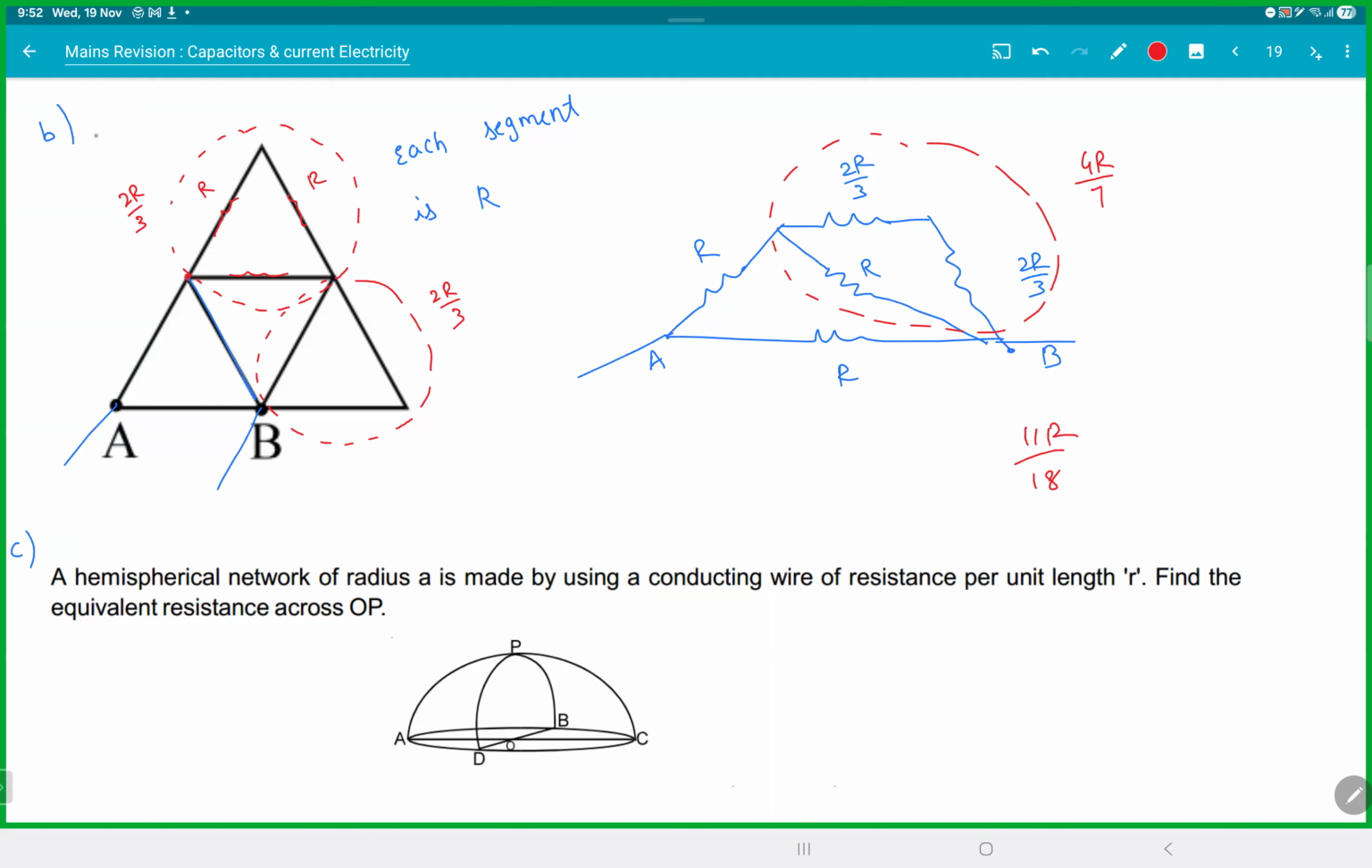We have a hemispherical network. Resistance of the wires is this. Find the equivalent resistance between O and P. Now look at here. If you're starting from O and ending at P, points A, B, C, D are identical, isn't it?